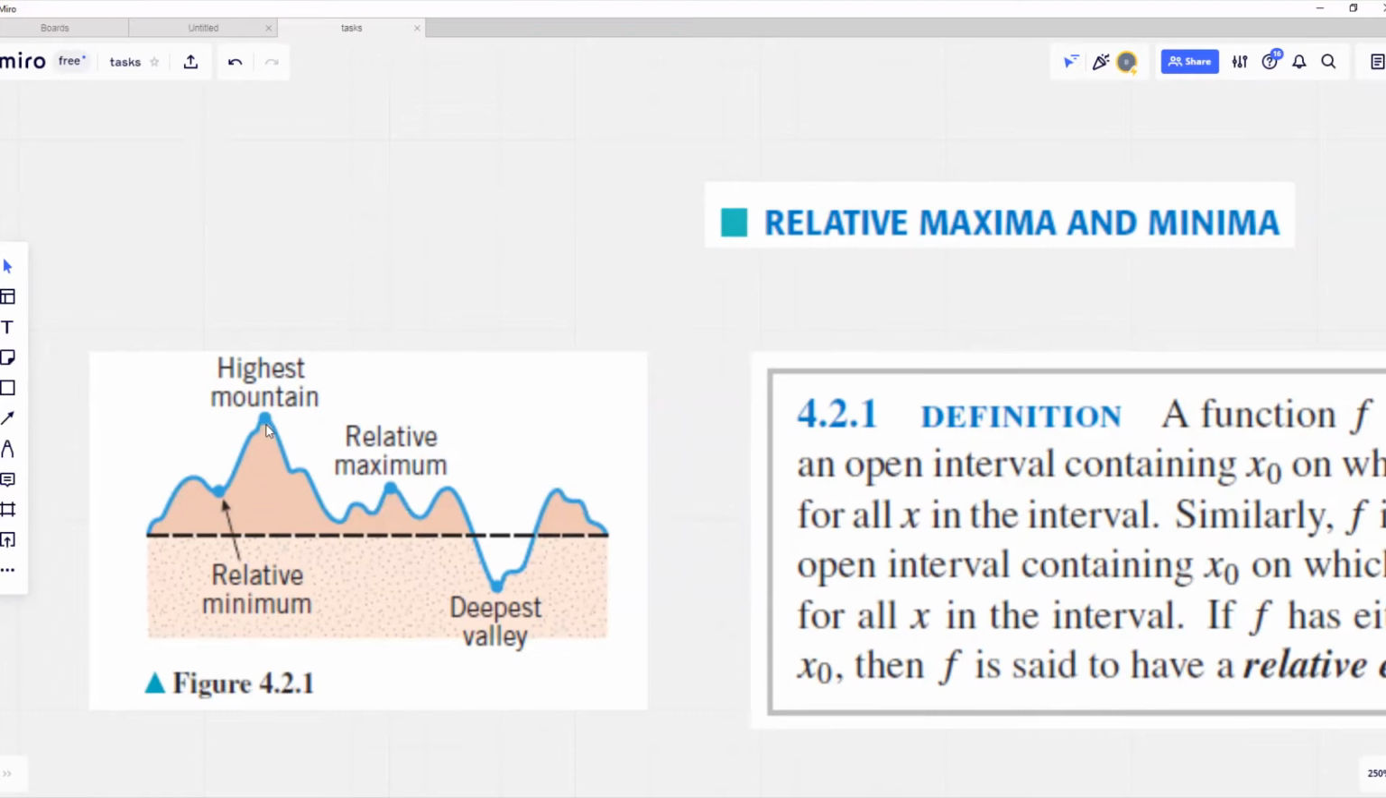And similar for the tops of hills to be relative maximum points. So for instance, this point here is a relative maximum point. It doesn't mean that it's the largest value attained by the function as a whole on some closed interval, but rather this is the largest point if we consider some open interval around this point here.